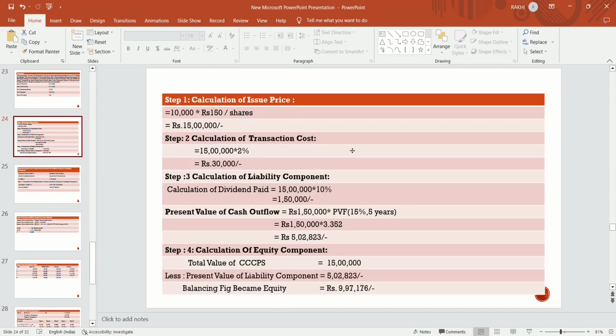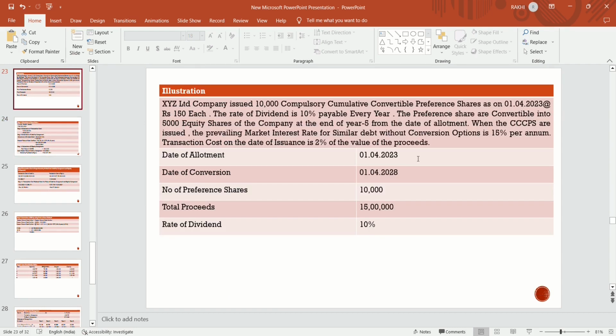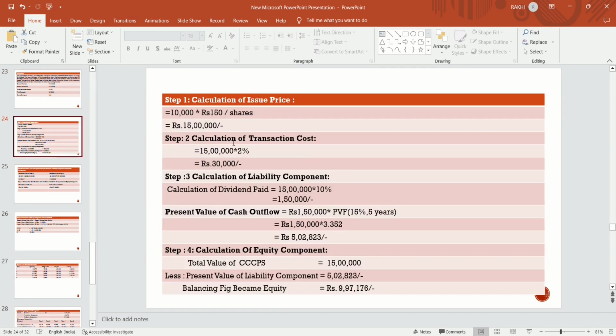Step 1 is to calculate the issue price. How to calculate the issue price? Because 10,000 shares is there at the rate of rupees 150 per share, so it becomes 15 lakhs. So this is the issue price. Step 2 is calculation of transaction cost, which becomes 2% of the value of proceeds, that is 15 lakhs into 2%, that is rupees 30,000.